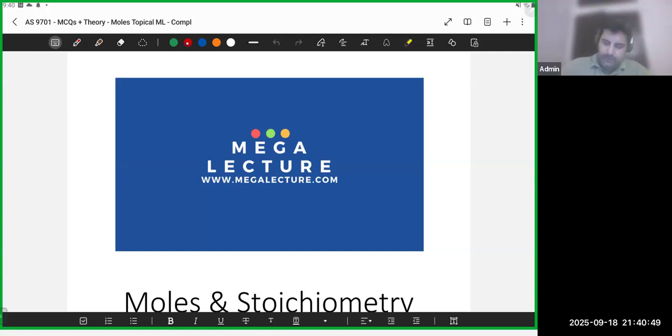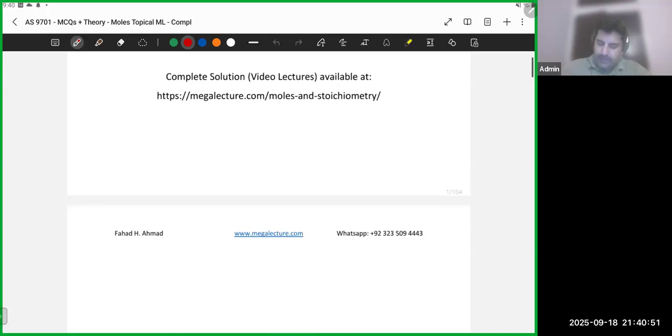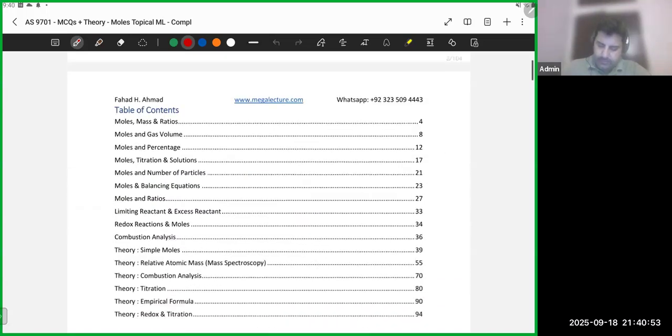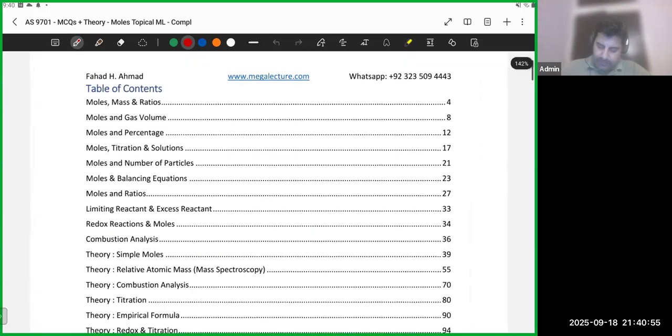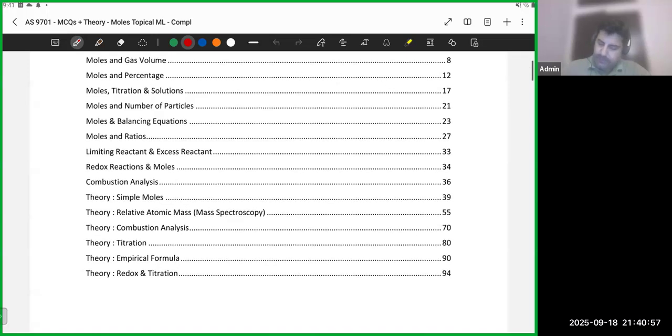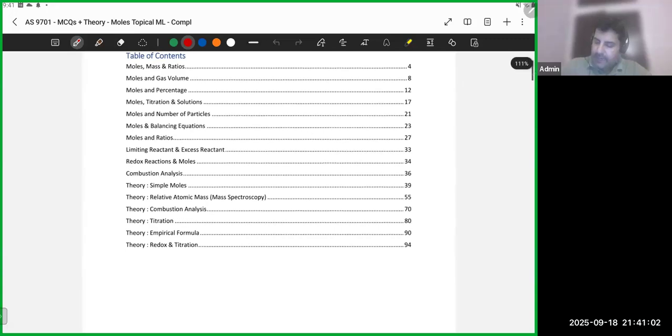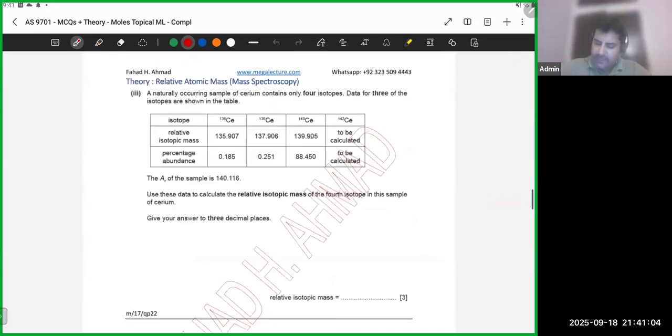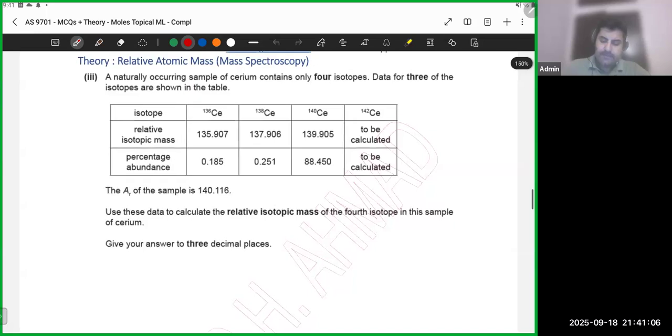Okay, that's done. So I'll go back to where relative atomic mass, the theory part, is. It's on page 55. So we'll do those questions now. Make sure you have a calculator with you. In IGCSE you did questions like these.